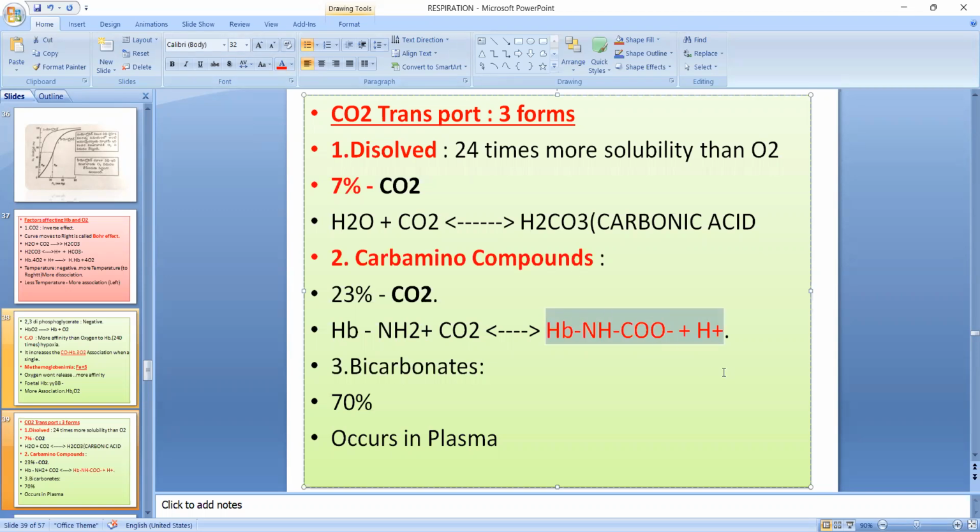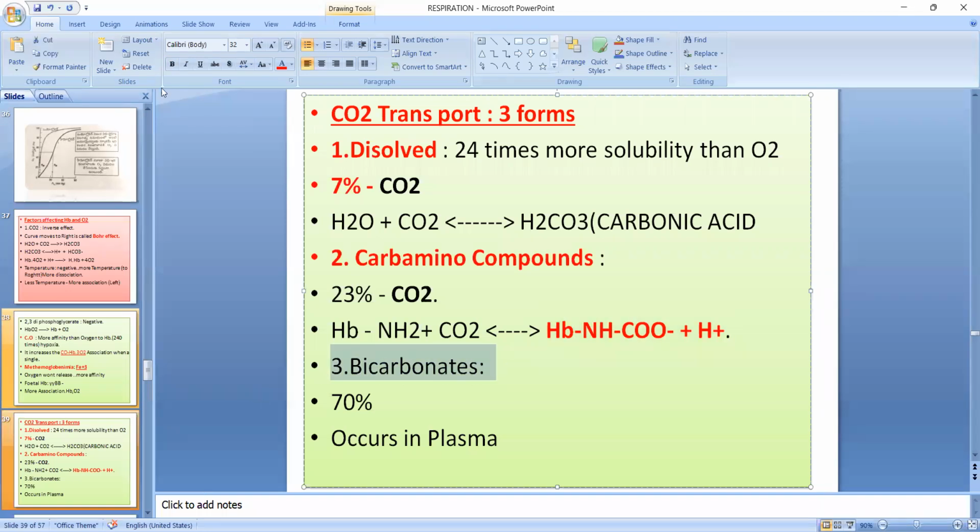సో ఇట్ ఈస్ కాల్డ్ కార్బమినో హిమోగ్లోబిన్. ఇఫ్ ఇట్ ఈస్ ఏ అనదర్ ప్రోటీన్, కార్బమినో కాంపౌండ్ అని పిలుస్తాం. ఓకే, ఎనీవే, సో ఇన్ దిస్ వే about 23% of carbon dioxide is transported through the blood in the form of carbamino compounds. If it is attached to hemoglobin, that compound is called carbamino hemoglobin. Right. So this is important.